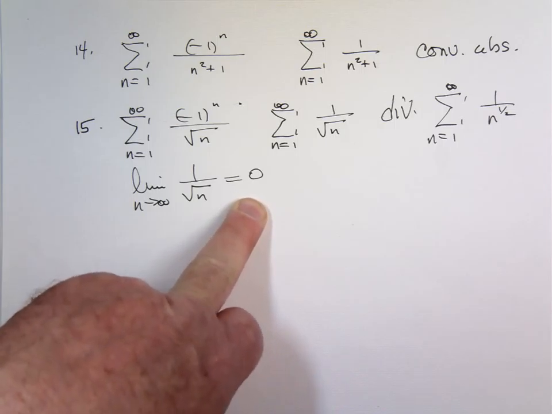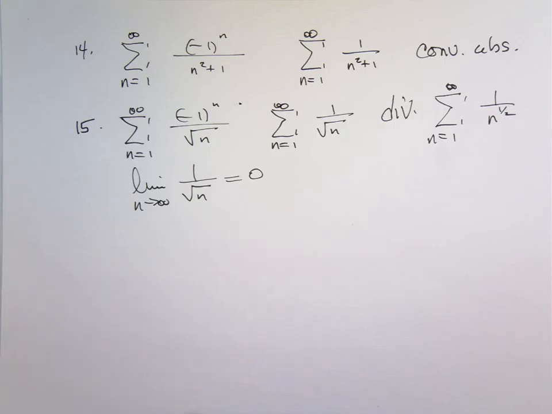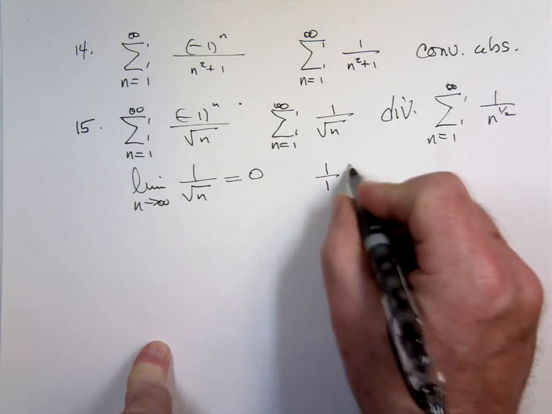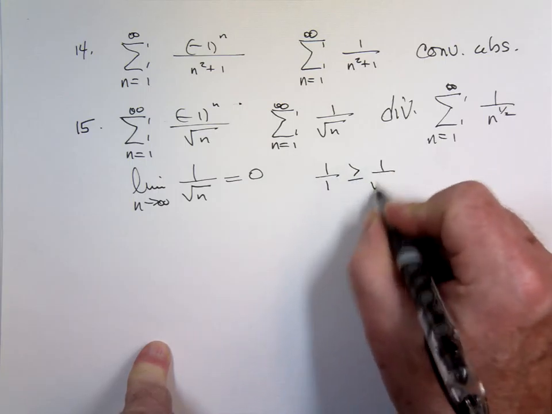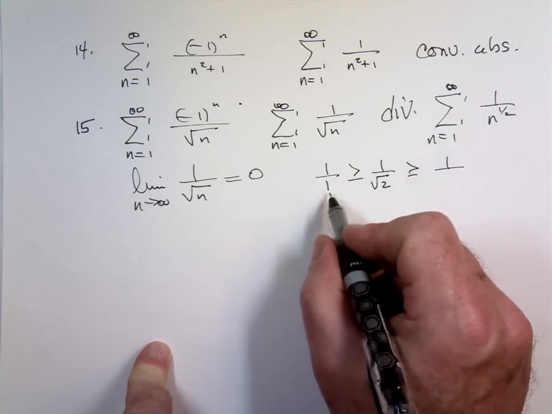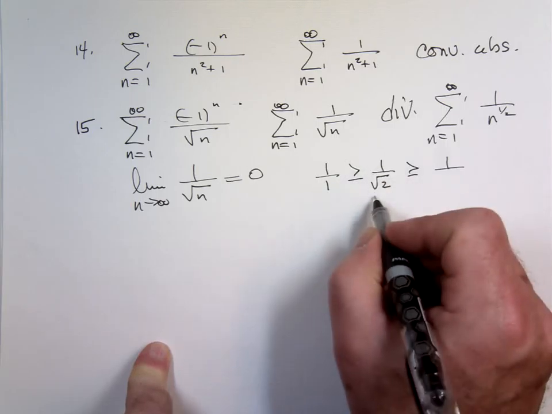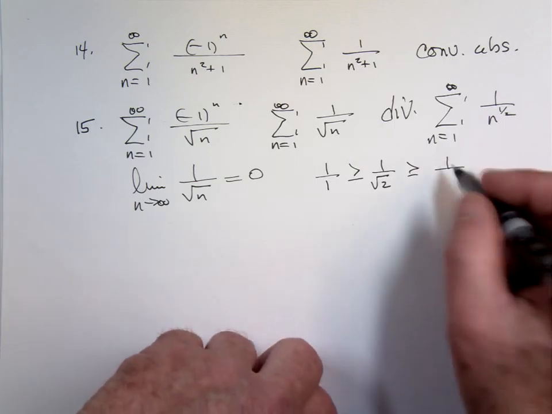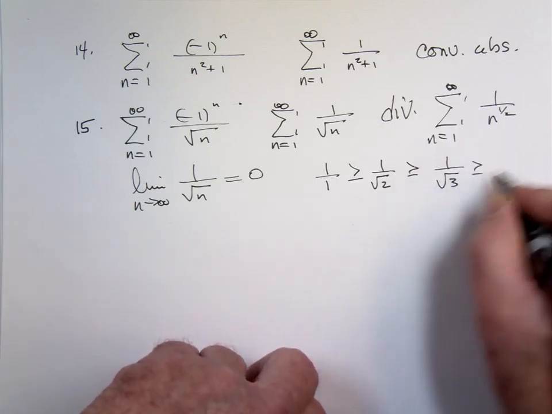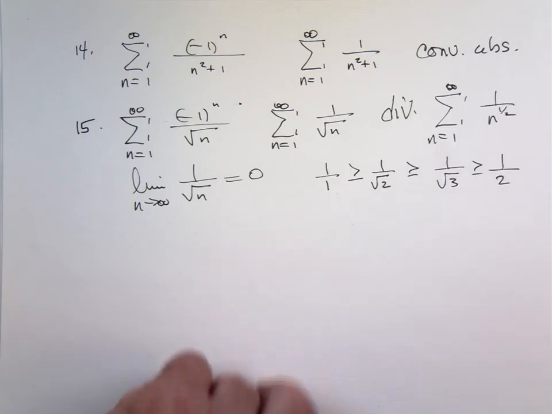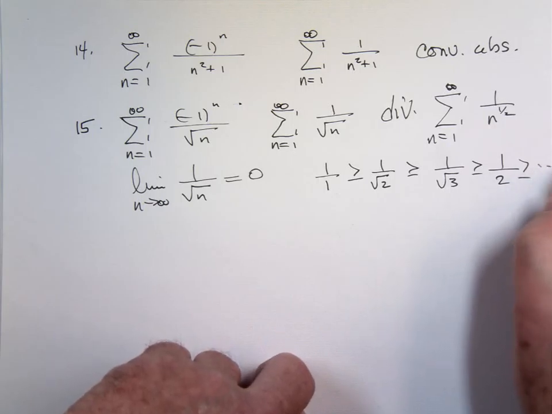The next part of the test, are the terms decreasing? In other words, start with n equal 1. You get 1 over 1. Is that greater than or equal to 1 over the square root of 2? Then 1 over the square root of 3, 1 over the square root of 4, which is 1/2. Are these terms decreasing? And the answer is yes, they are.